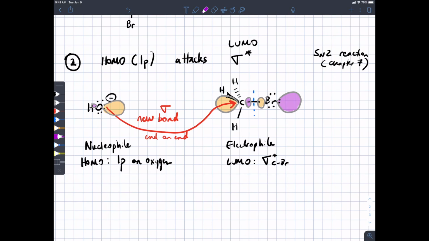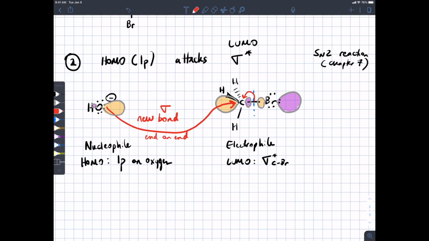So I would form a new bond with carbon, but since it's a sigma star, what's got to happen to the sigma bond? You fill a sigma star, you do what to the associated sigma bond? Yes, you break it. Now, where are the electrons going to go? Are they going to stay on with carbon? Probably not. And why is that?